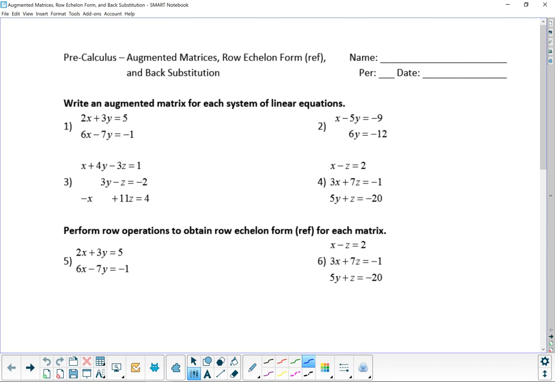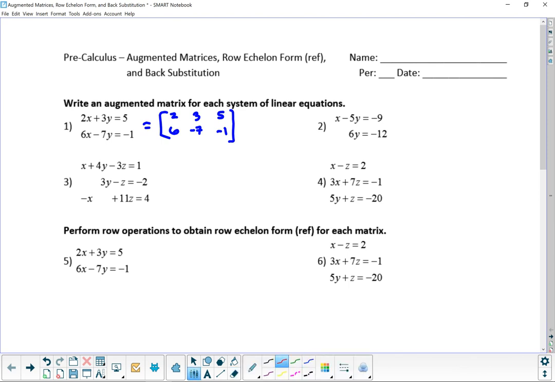So number 1, let's take a look at that. This should look something like 2, 3, 5. The 5 is the augmented part. 6, -7, and -1. The -1 is the augmented part. You can write it like that, or after a while, you can just write it without the augmentation, and we would automatically know it's been augmented. So that's how you go about it.